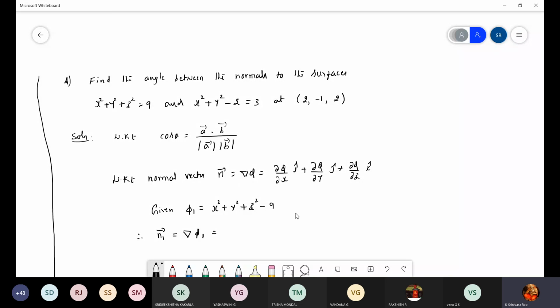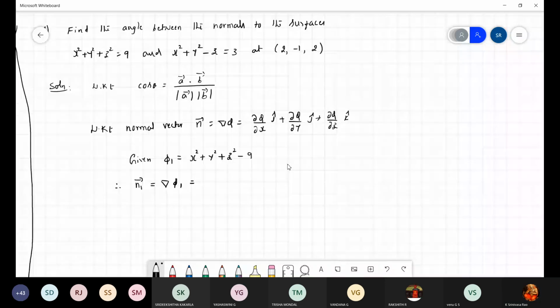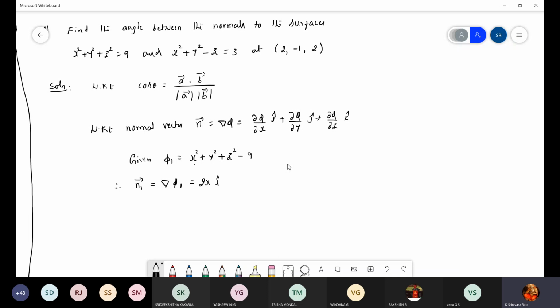You can differentiate directly. Dou phi by dou x i cap: differentiating phi with respect to x, you will get 2x i cap, since y square, z square and 9 give 0. With respect to y, x square is 0, y square gives 2y, z square 0, 9 0, so 2y j cap. And phi with respect to z gives 2z k cap. This is a simple differentiation.